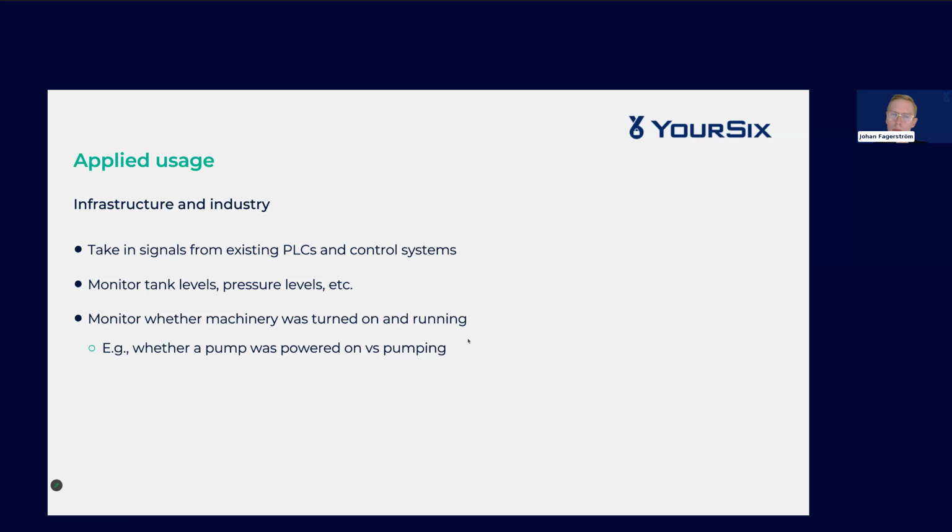You can also monitor whether machinery was turned on and running, like whether a pump was powered on versus pumping. Consider an air compressor, same situation there. An air compressor typically is powered on, but the motor only runs when the pressure is decreasing and you need to pump in more air. So that type of machinery can also be monitored very easily by just hooking up relays on the power lines going into the machinery.